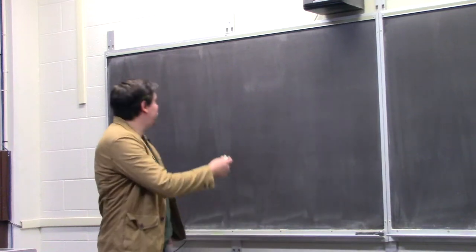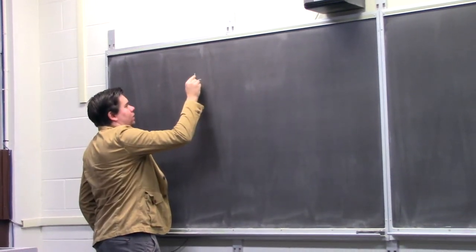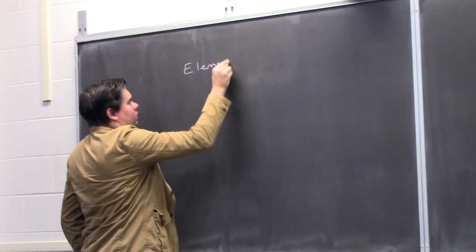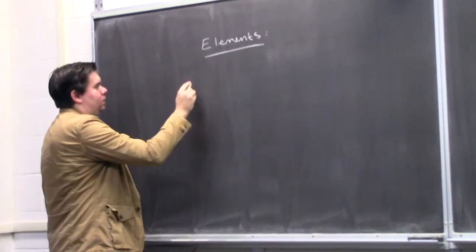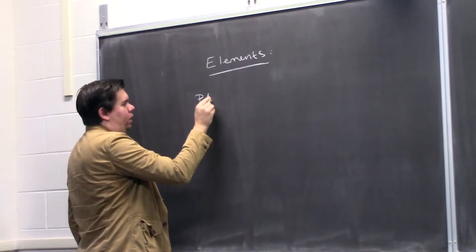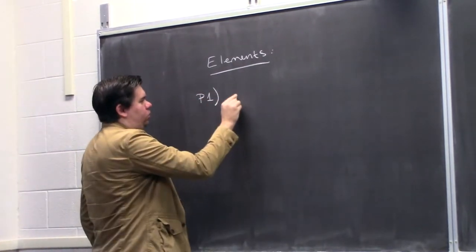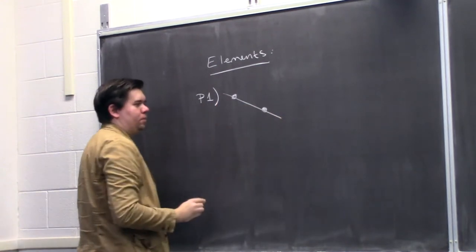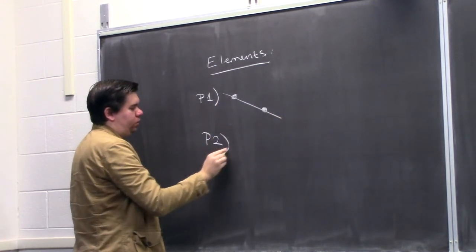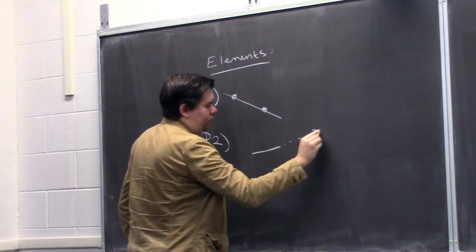So recall in Euclid's Elements, we started off with five postulates. Postulate one says that through any two points, there is a line. Postulate two says you can extend your lines indefinitely far.